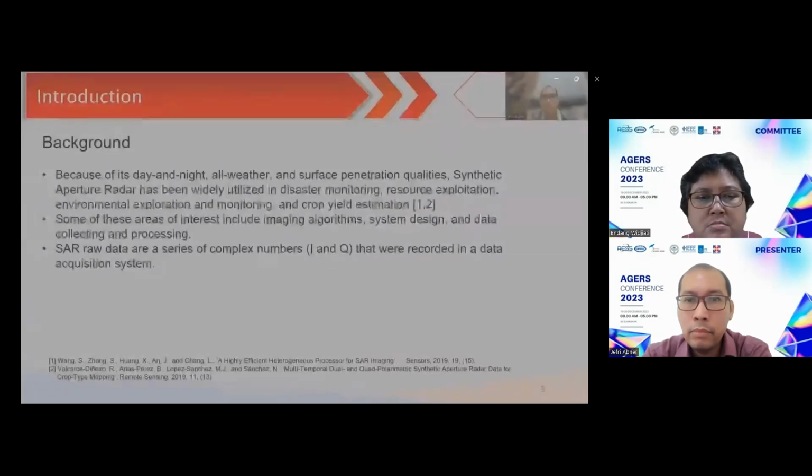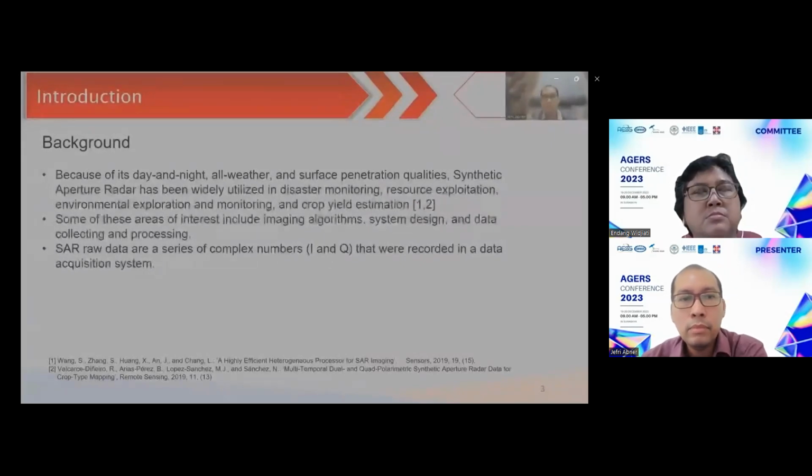Because of its day and night, all-weather and surface penetration qualities, synthetic aperture radar has been widely utilized in disaster monitoring, resource exploitation, environmental exploration and monitoring, and crop yield estimation. Some areas of interest include imaging algorithm, system design, and data collecting and processing. Raw data are a series of complex numbers, I and Q signals, recorded in a data acquisition system.